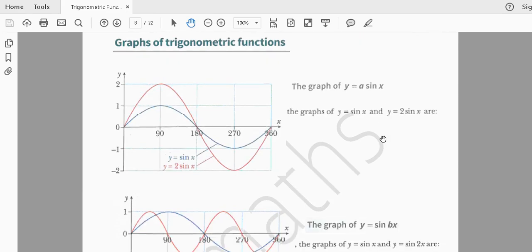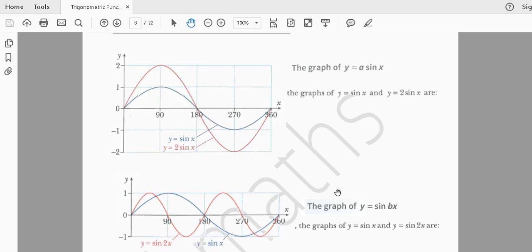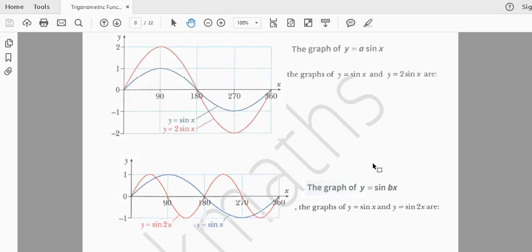Then it is graphs of trigonometric functions. You need to know three graphs: sine, cos, and tan. And if you see here, it is y equals a sine x. This is sine x, meaning the angle is something. I have taken an example here also: y equals 2 sine x, sine 2x. If you want to see the detailed description, please refer to the video in the description.